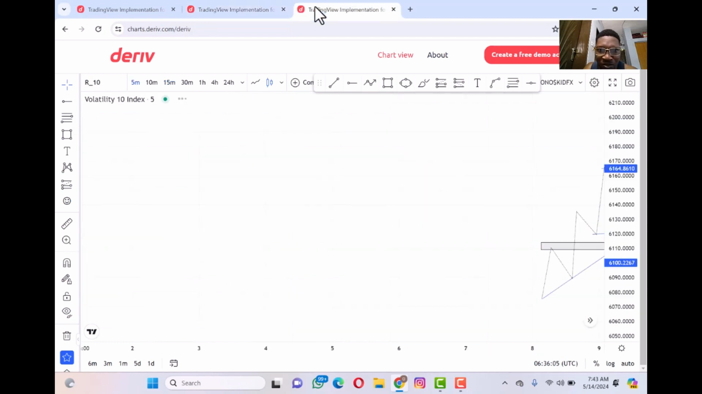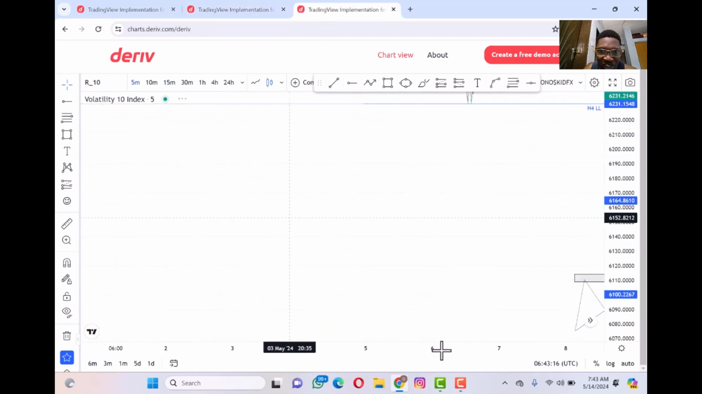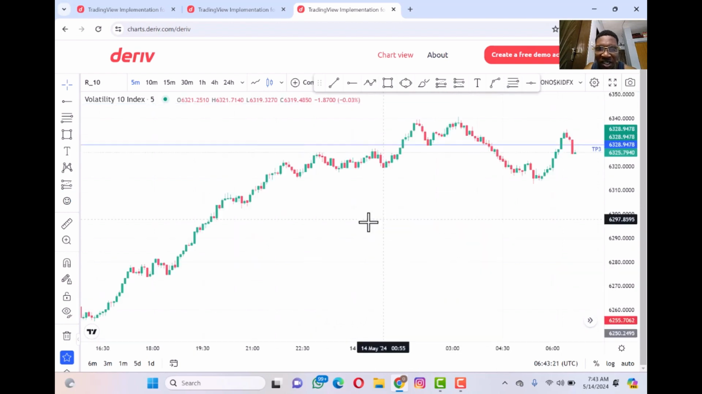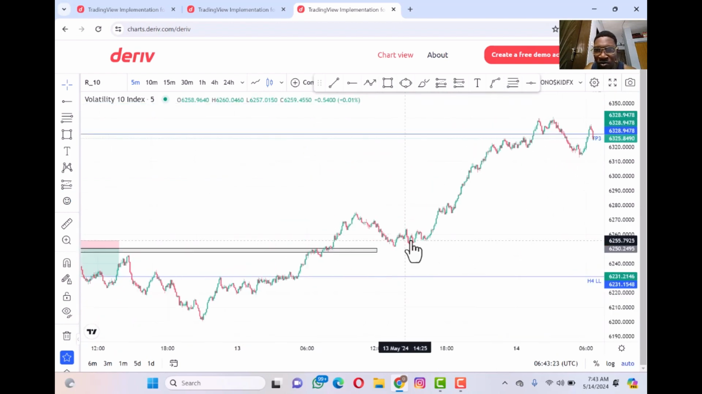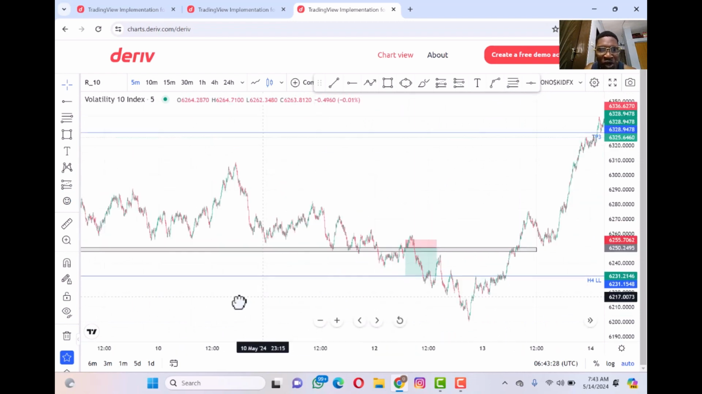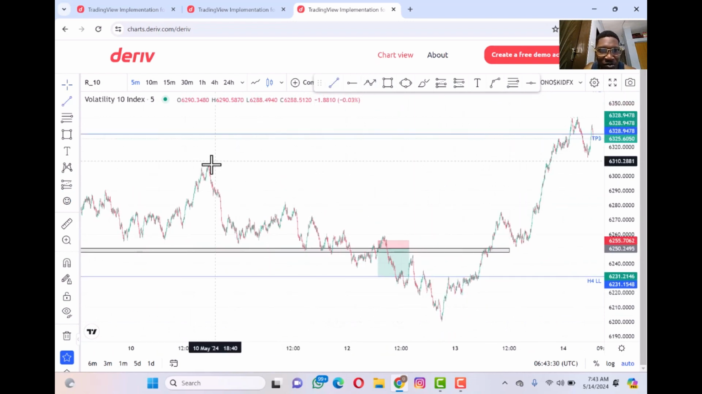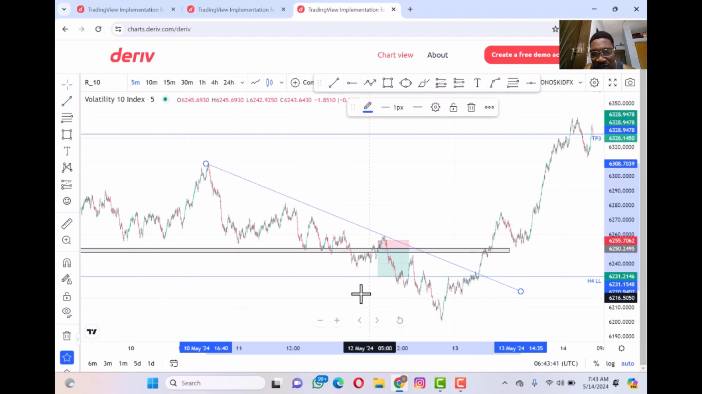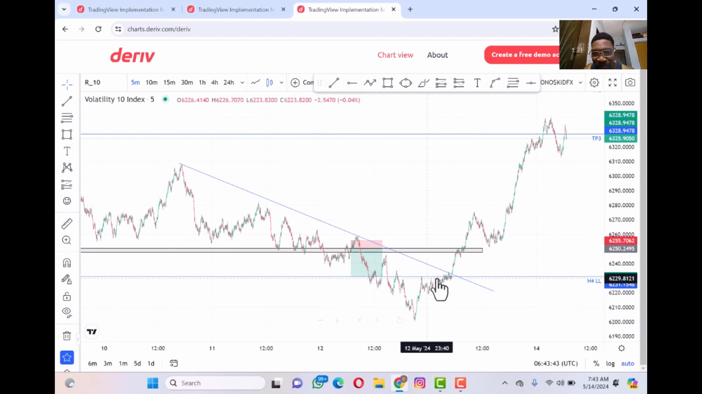When you come to this point as well, you can also see it happening on V10. It happens almost all the time on the chart. So if I extend my trend line from here, I would have made an entry.